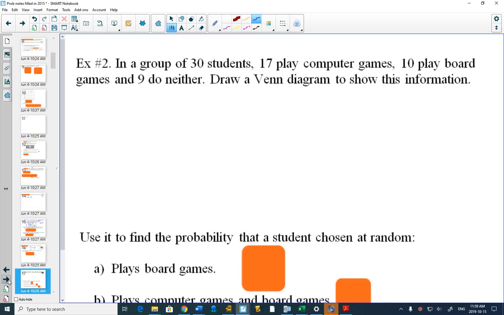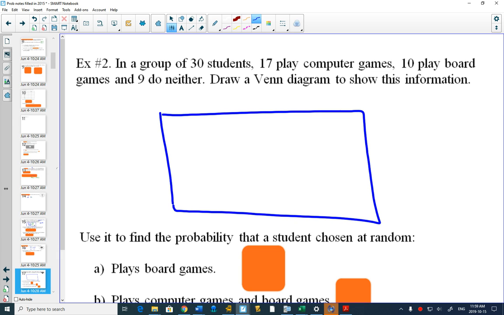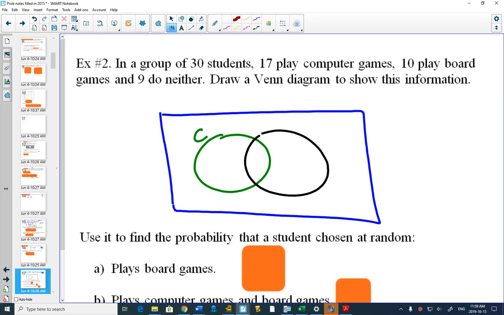So here's our next question. A group of 30 students, 17 play computer games, 10 play board games, and 9 do neither. So when we draw our Venn diagram, or at least start to draw it here, there's the box representing all 30. 17 play computer games. That's a green circle. I'm going to label it as C for computer. The black circle here for board games.